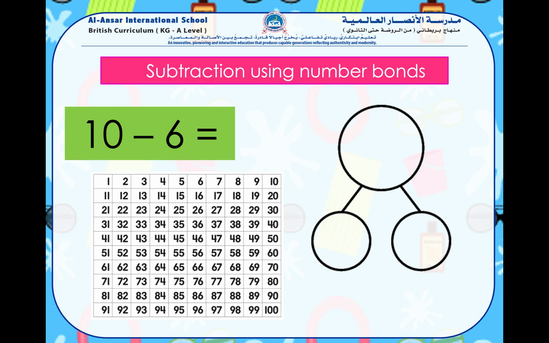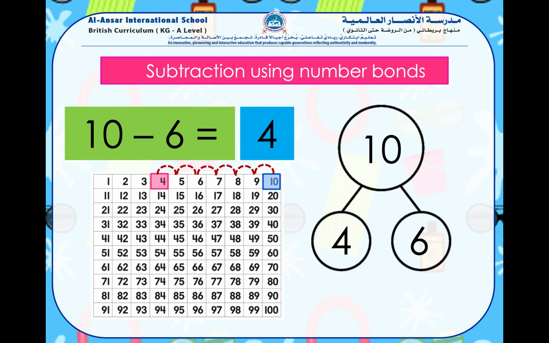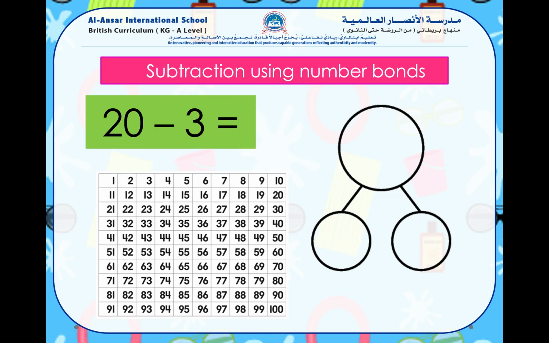Let's try the next one. Here we have 10 minus 6. So we can put 10 as our whole and 6 as one part. Now we count 10 and we move 6 spaces back. 1, 2, 3, 4, 5, and 6. So we can see that 10 minus 6 equals 4.